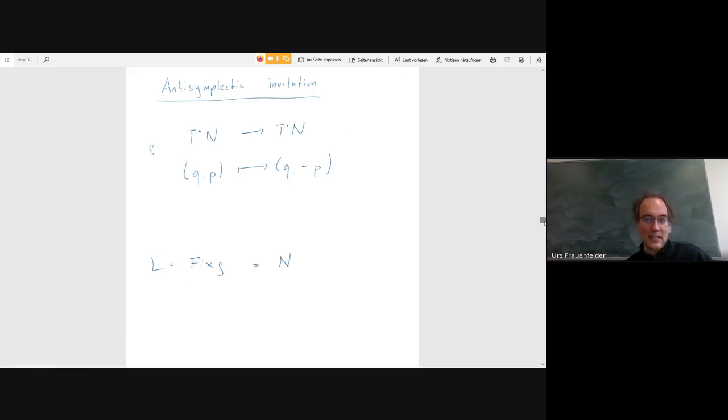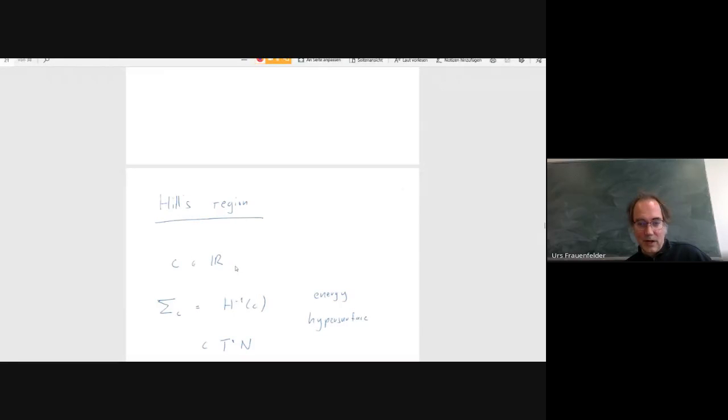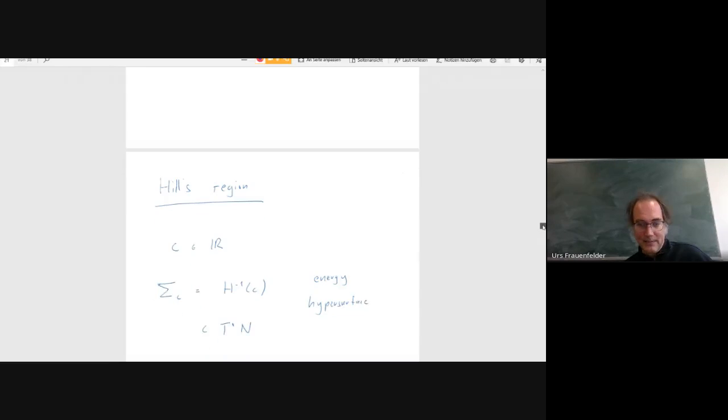So the fixed point set is just the zero section. So this we can identify with the configuration space. Now we have the other thing, the Hill's region. Because our energy is preserved, we look at the energy hypersurface. We fix some real number, and we look at the preimage of this real number under H. So this is our energy hypersurface. This is a hypersurface in the cotangent bundle of N, in the phase space.